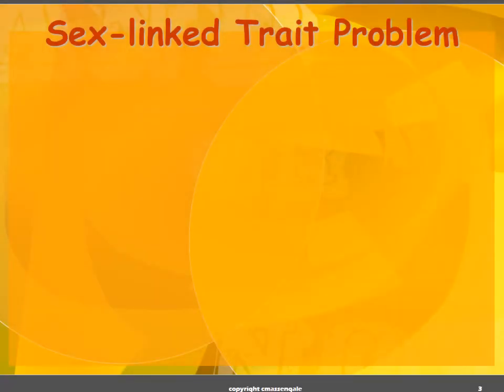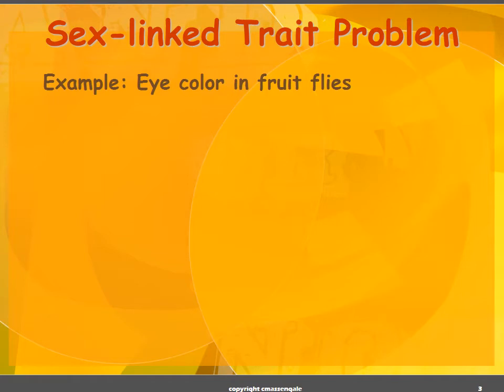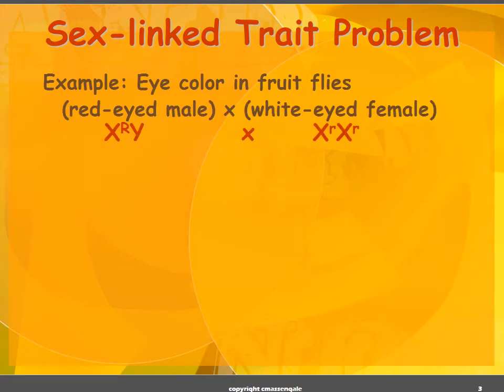Right, so here is the problem. Eye color in fruit flies. If we have a red-eyed male and a white-eyed female, so that is the red eye carried on the X. Remember, eye color is a sex-linked trait which is carried by the female, so it can only be on the X chromosome. So the male has got a red eye, and that is XRY, and the female has got white eyes, and they're both carried on the X chromosome, but white eyes are recessive.